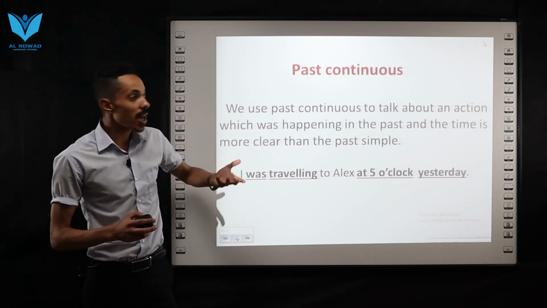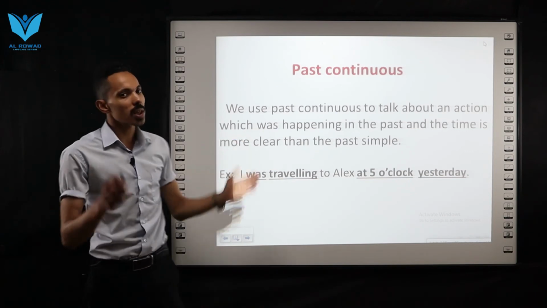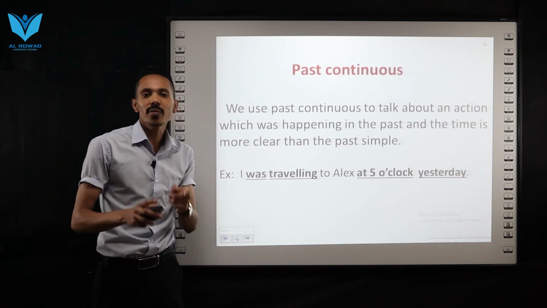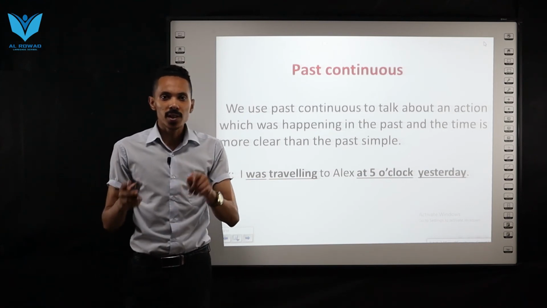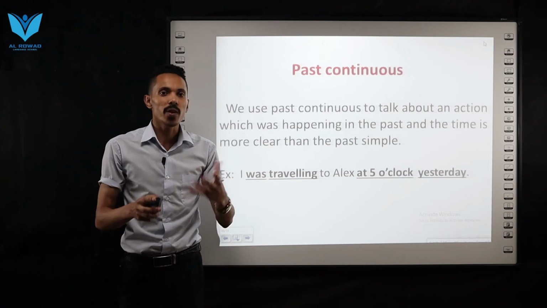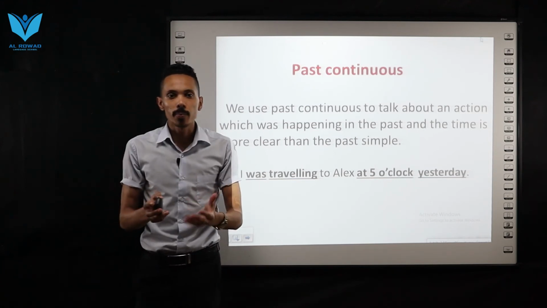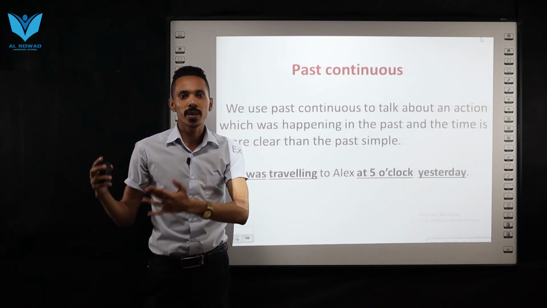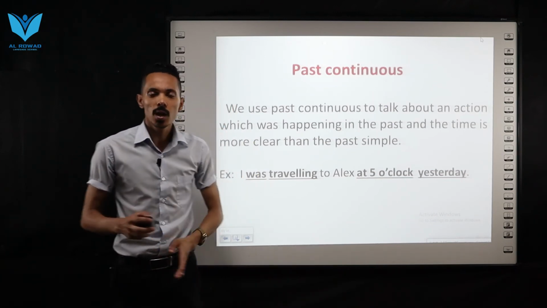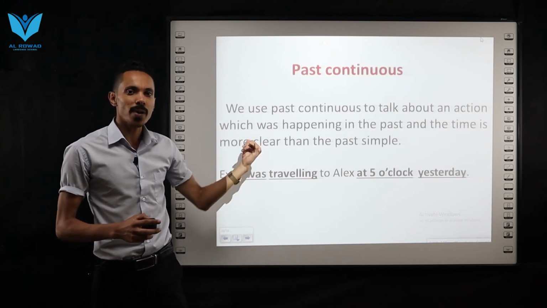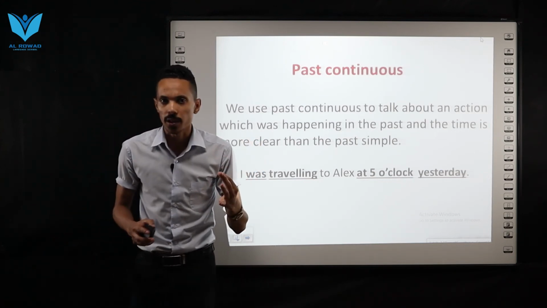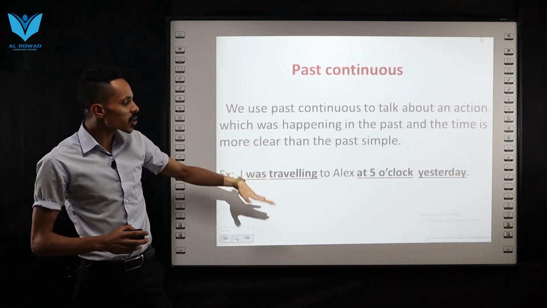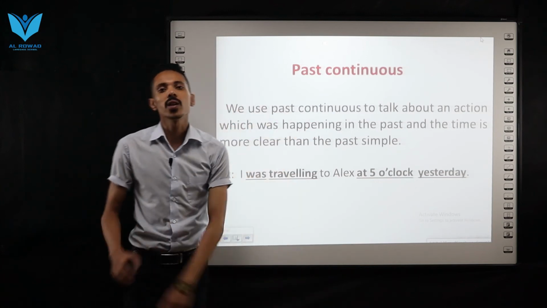Past continuous. It's the last tense that we're going to talk about today. So here we use the past continuous to talk about an action that was happening in the past. Also like the past simple? No. We have a difference here. The difference is in the shape of the verb. The shape of the verb in past continuous is different from the shape of the verb in past simple. This is number one. Number two, the time in the past continuous is more clear.